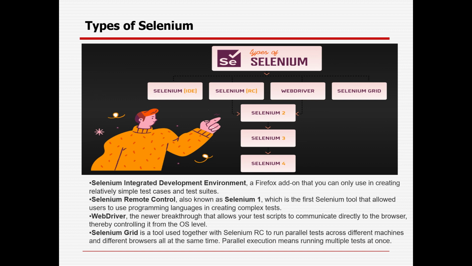It can be used with Selenium RC to run parallel tests across different machines and different browsers all at the same time. Parallel execution means running multiple tests at once, or sometimes it is called the threading concept, multiple threads. So you can give a lot of threads there, as I'll be slowly learning it. And those threads will work accordingly to do the parallel or distributed testing.